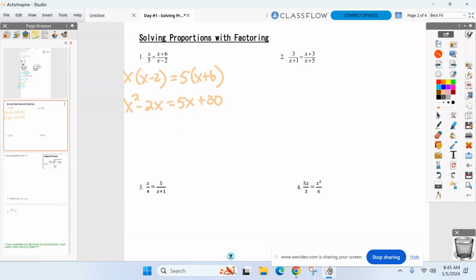All right, help me out. How do I move that 5x over? How's that 5x getting to the other side? Being subtracted, right? So x squared stays. What's going to happen here now? Negative 2x and negative 5x. I can combine those to get negative 7x. The 30's got to get moved over. How? Subtract over 30. So now it becomes negative 30 on this side, equal to 0. So it's got to be equal to 0 first.